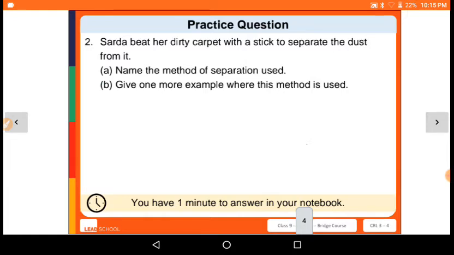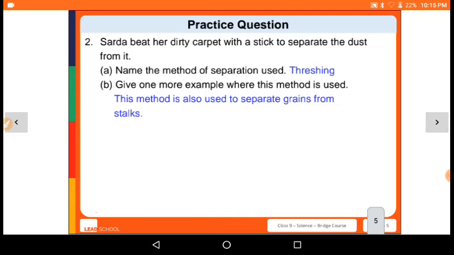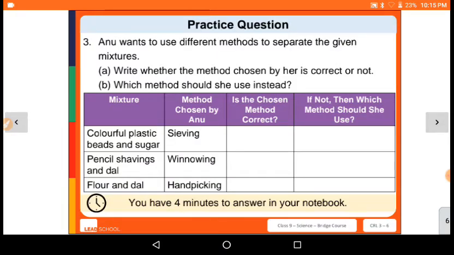Sada beat her dirty carpet with a stick to separate the dust from it. Name the method of separation used and give one example of this method. The method of separation is threshing. This method is also used to separate grains from stalks.